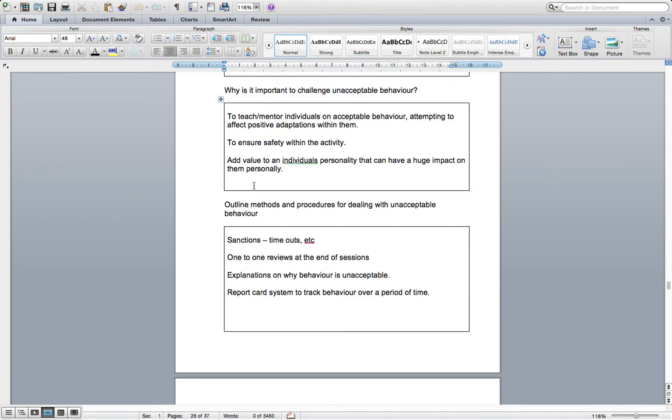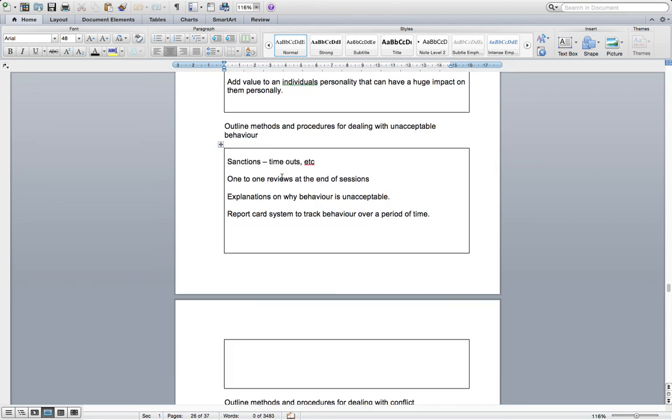And also, as you can see here, it says it can add value to an individual's personality that can have a huge impact on them personally, which is great. Again, we can develop them as a person as well as in the gym or in the pool. Okay, I think we're on to the last 3 questions now. It says outline methods and procedures for dealing with unacceptable behaviour. Okay, as we've already mentioned, you can have things like sanctions or timeouts.